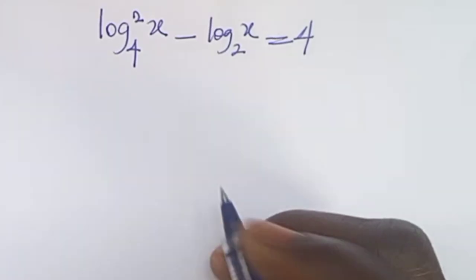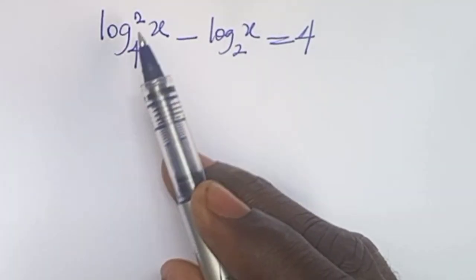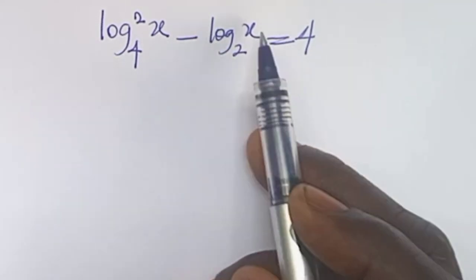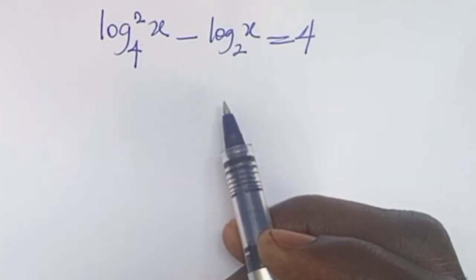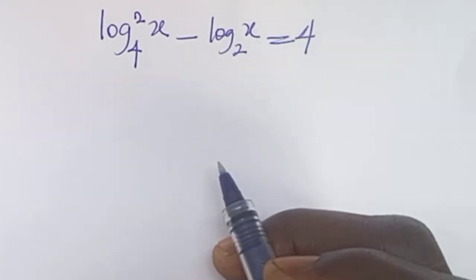Hello everyone, welcome back. So today we have log squared x base 4 minus log x to base 2 equals 4. So x is the unknown. So we are going to solve together. Let's say solution.